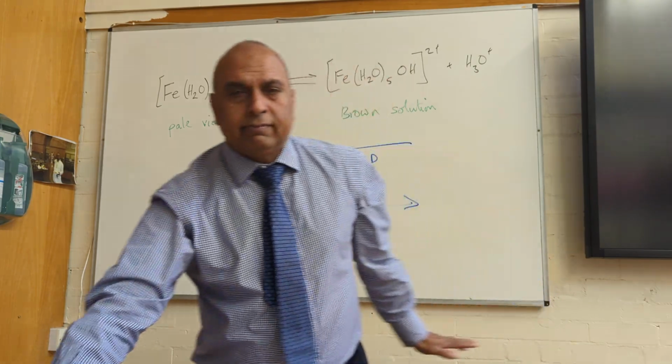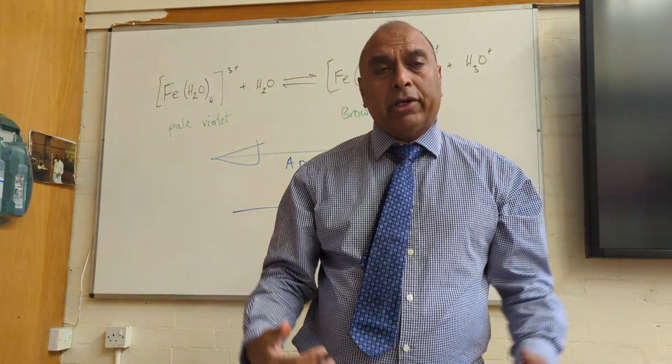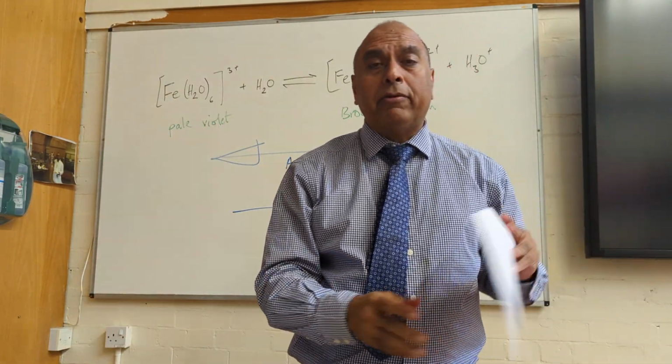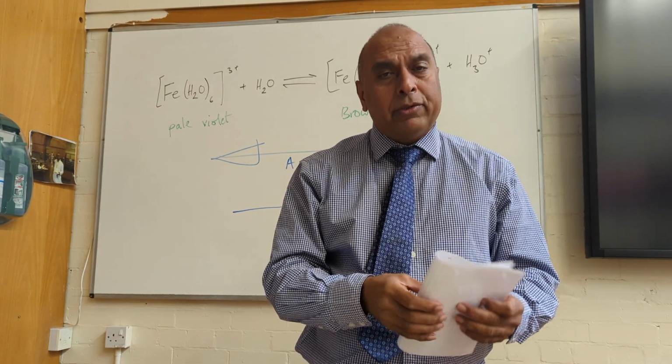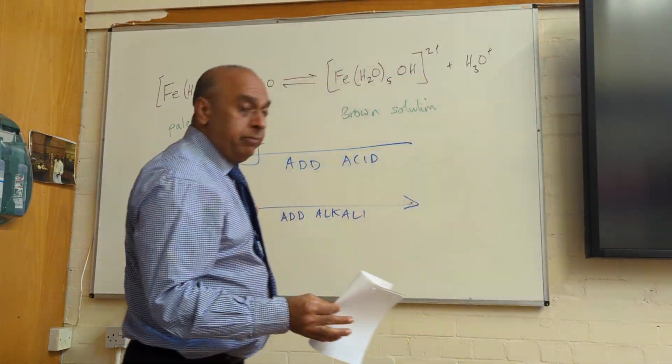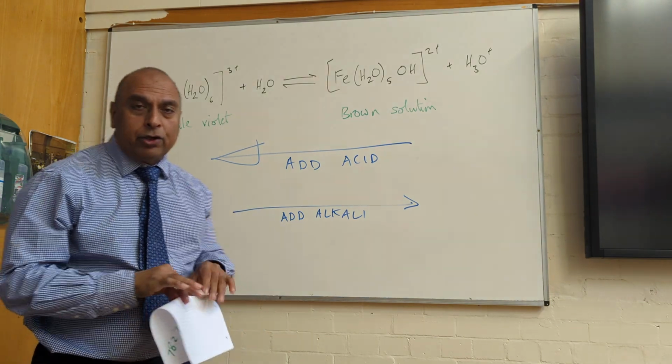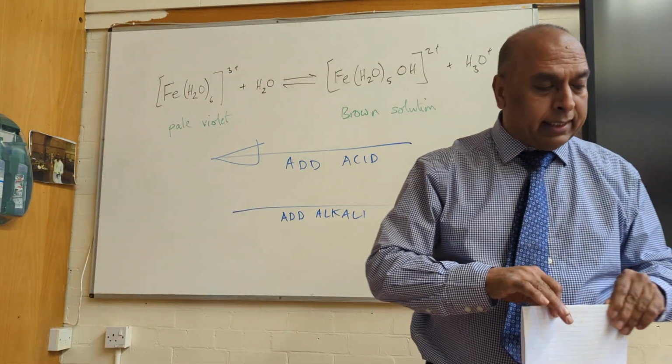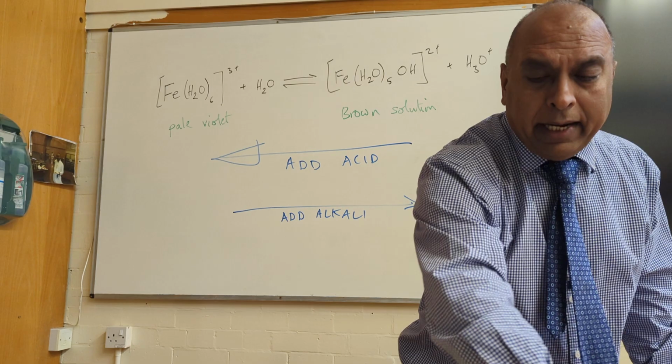So I suppose it's not rocket science, and I hope a lot of people are familiar with it anyway. So all I'm doing is manipulating the equilibrium to show the pale violet colour that they rarely see. And I hope that helps some of you at least.